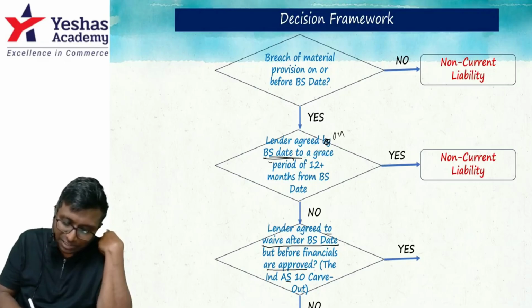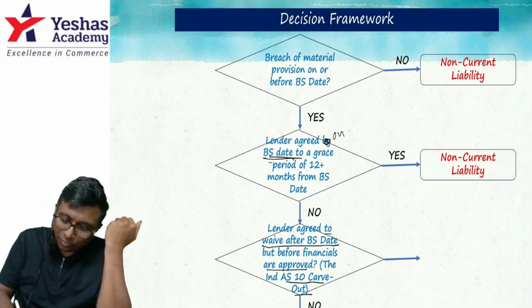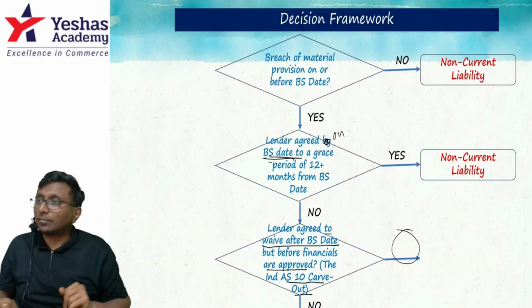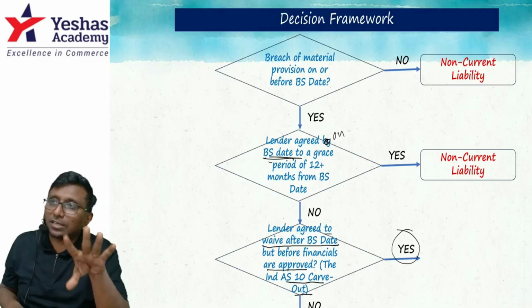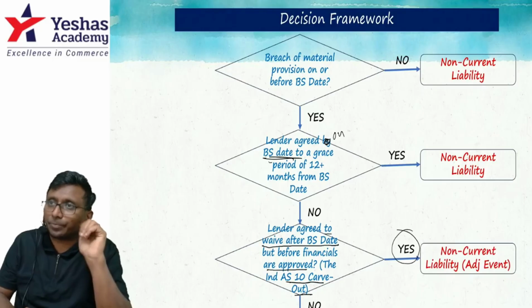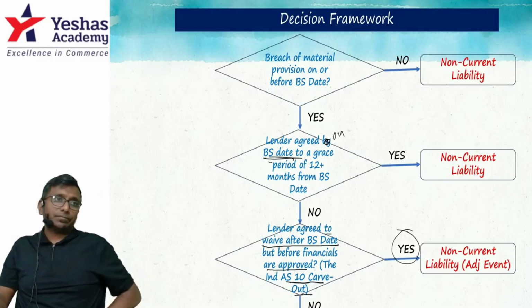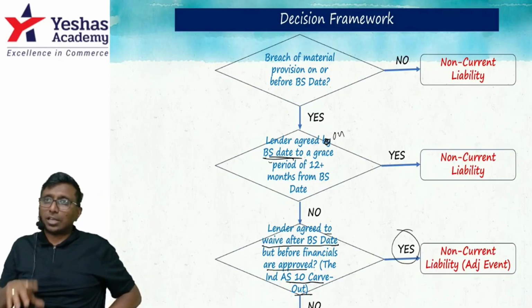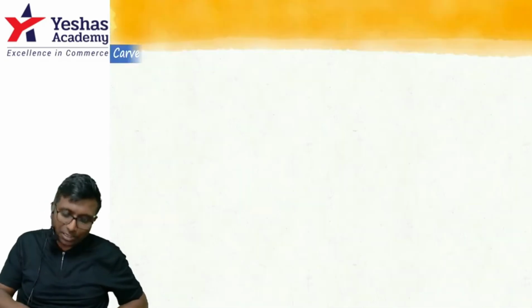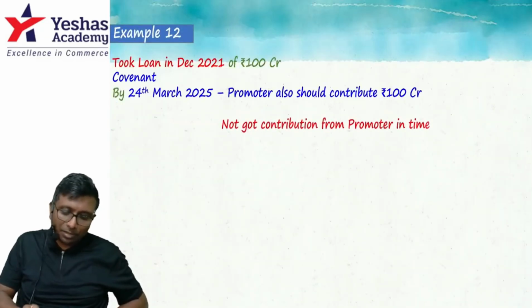This is the Ind AS 10 carve out. If you look at this situation, yes, he agreed, and he will ask me after 12 months for payment. Then under that circumstance, it is going to be a non-current liability. If not, then it is going to be a current liability. Is this clear? Can I ask you one more question based on this? I'll ask you. If you are copying, don't worry about it, we'll come back and you can copy.